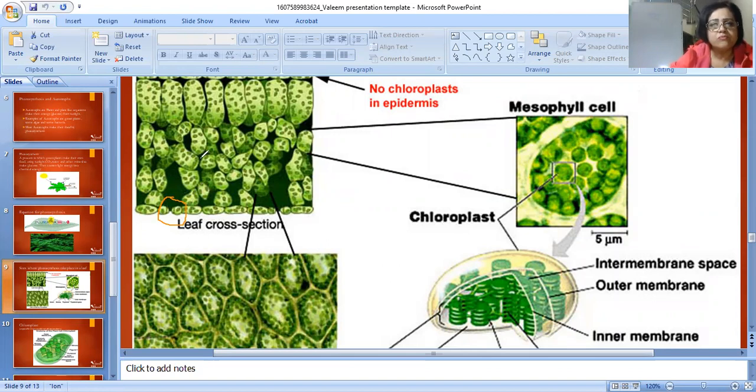So now in this diagram, we are focusing on a spongy mesophyll cell. You can see that this cell is taken here and it is magnified here. Now, if we look in these cells, we would be able to see this structure.